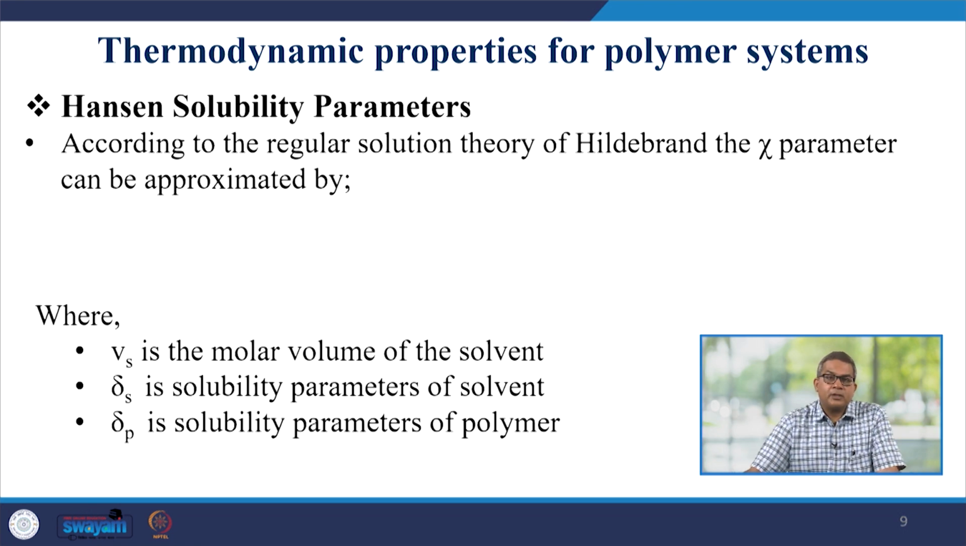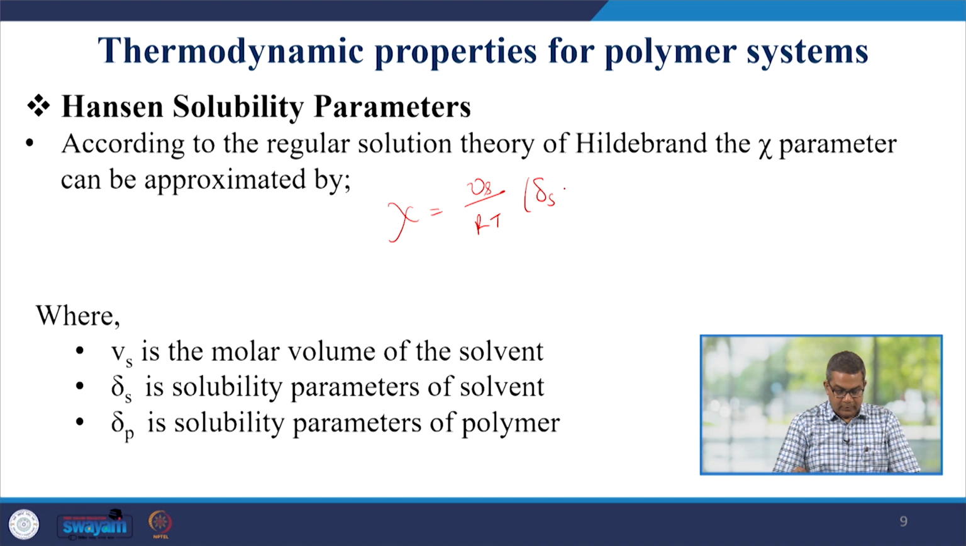Now the Hansen solubility parameter. According to the regular solution theory of Hildebrand, the Xi parameter can be approximated by Vs over RT times delta S minus delta P, squared, where Vs is the molar volume of the solvent, delta S is the solubility parameter of the solvent, and delta P is the solubility parameter of the polymer.